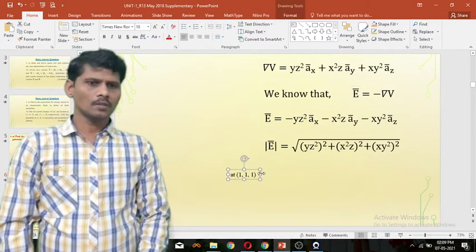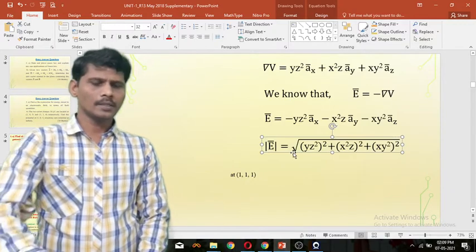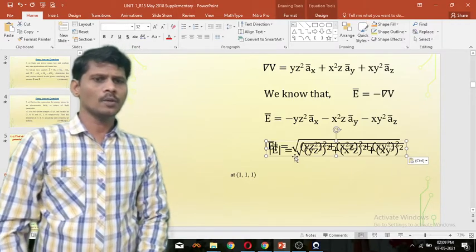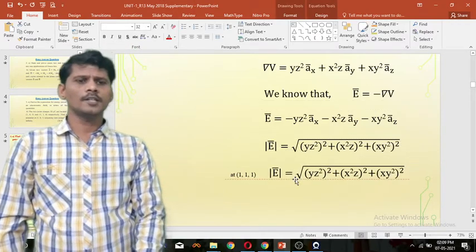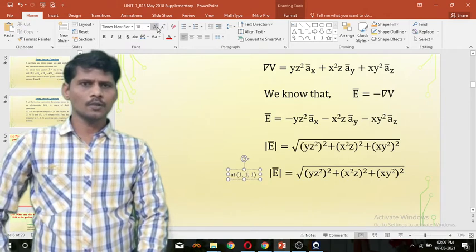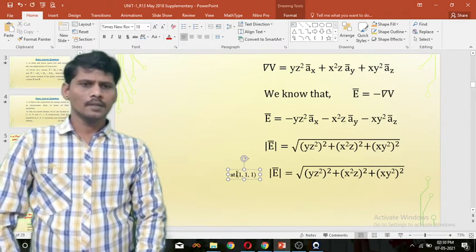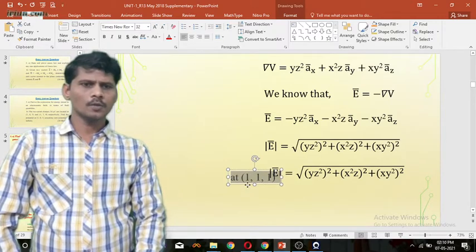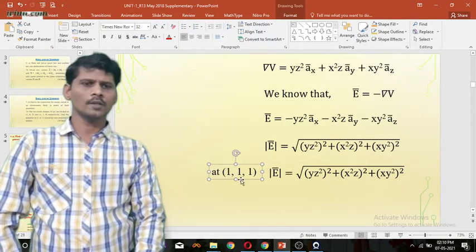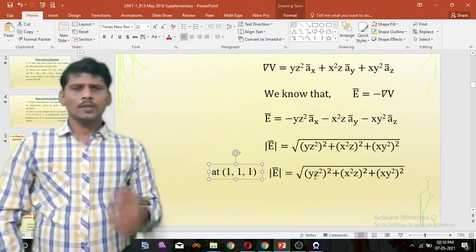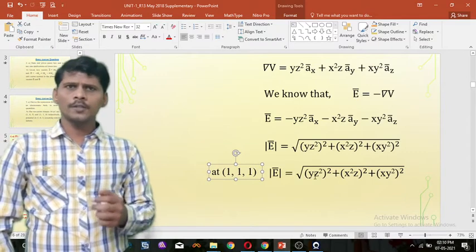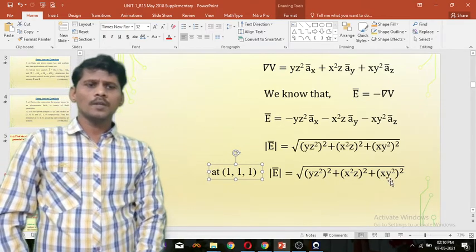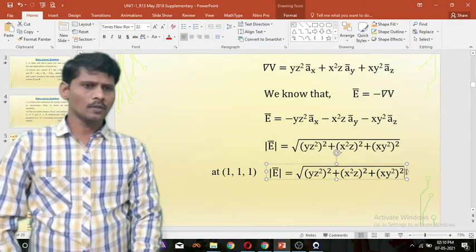At (1,1,1), we get the magnitude of the electric field intensity. So what are the x values? x is equal to 1, y is equal to 1, and z is equal to 1. Substitute x = 1, y = 1, and z = 1 into this equation: square root of 1 into 1 squared, plus 1 into 1 squared, plus 1 into 1 squared, which is the square root of 3.